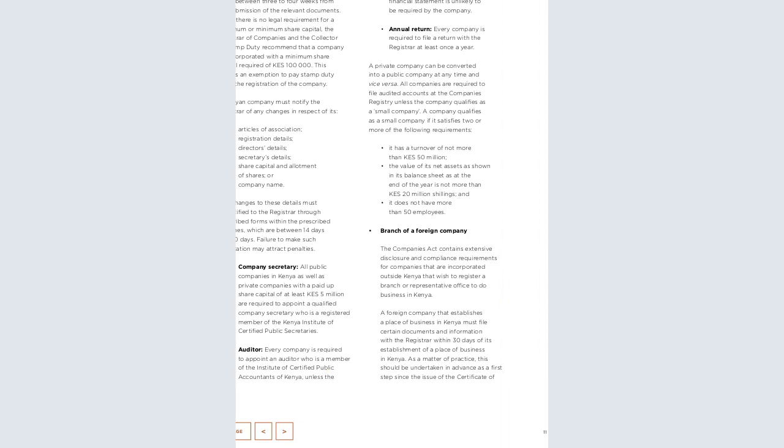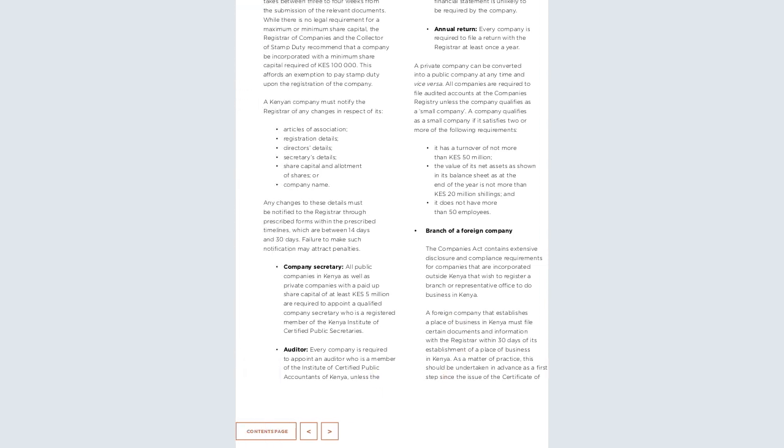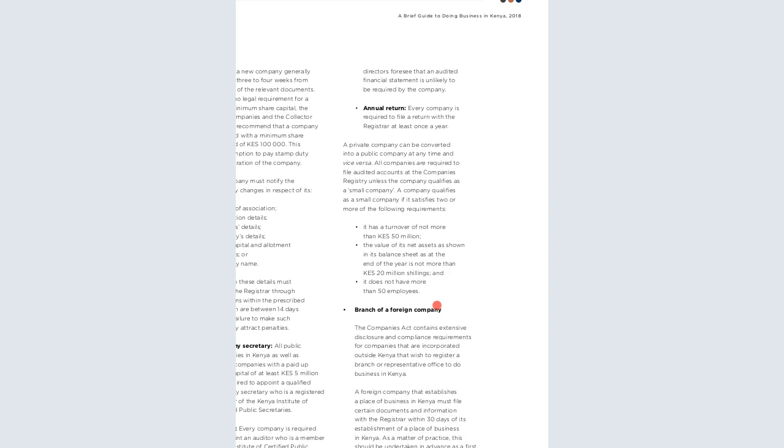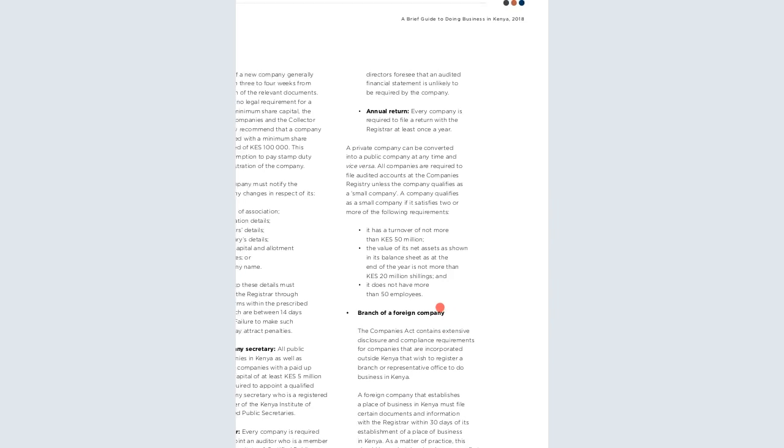And then an auditor. Your company should also have an auditor. That is, every company is required to appoint an auditor who is a member of the Institute of Certified Public Accountants in Kenya, unless the directors foresee that the audit of financial statements is unlikely to be required by the company. And the annual returns.